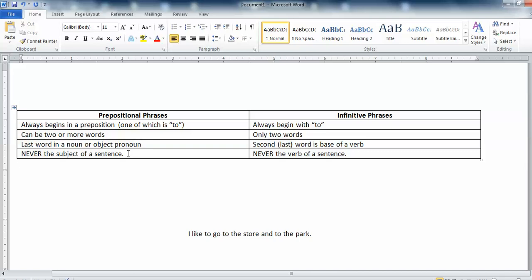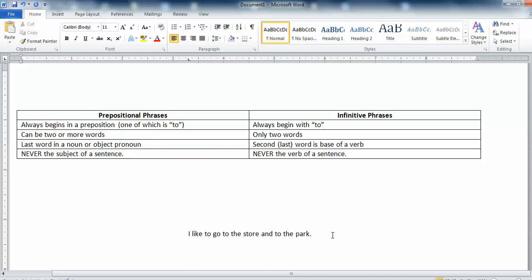A prepositional phrase can never be the subject of a sentence. Never. The infinitive phrase can never be the verb of a sentence. Never, okay? So make sure you have these notes down. And then let's go and look at this sentence right here.